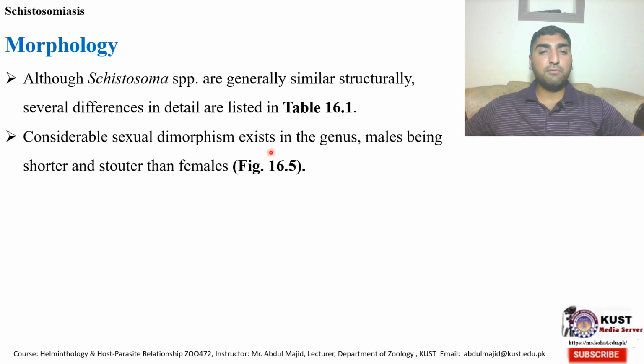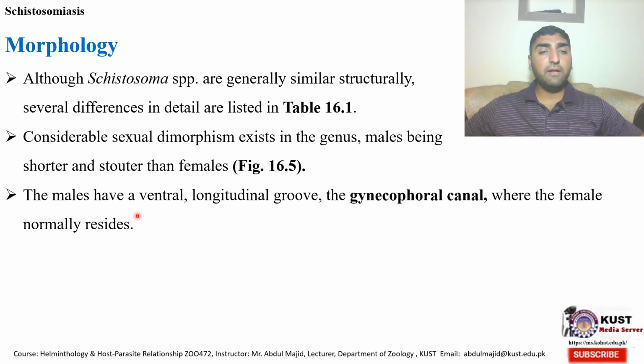Considerable sexual dimorphism exists in the genus, females being shorter and stouter than males, and the males are muscular. I will show you the structure in figure 16.5. The male has a ventral longitudinal groove. As I told you, we will talk about that later. So this is what the gynecophoral canal is. It is present in males. It's a ventral longitudinal groove present in males, where the female may normally reside.